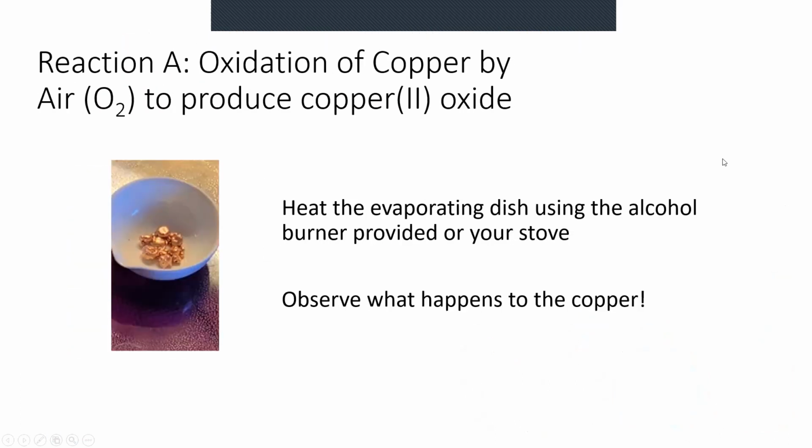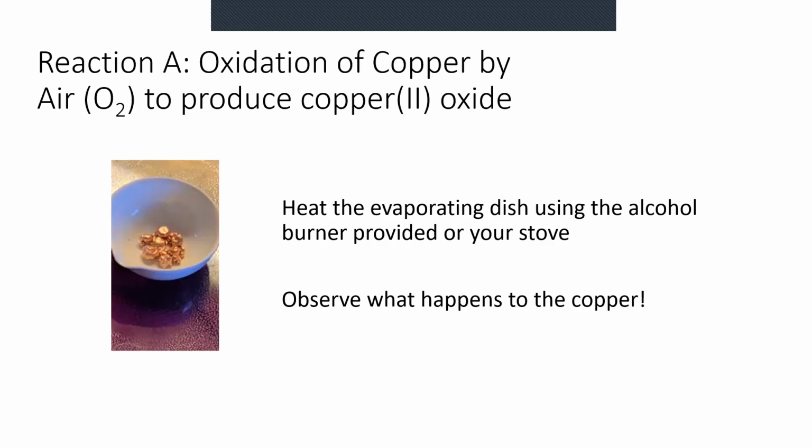All right, let's talk about the reactions that you're going to do in this week's experiment. Reaction A is called oxidation of copper by air to produce copper 2 oxide. So you're going to take some copper bullets, I believe they're called, and put them in your evaporating dish. And you can either put this on your alcohol burner or even directly on your stove to heat it and observe what happens to the copper.